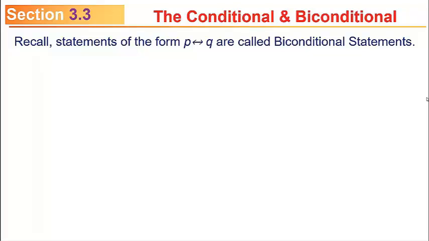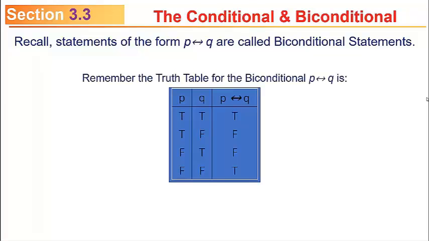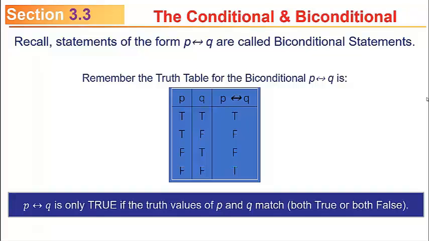Now recall from our earlier discussion that statements of the form P with the double pointing arrow, the double-headed arrow, are called biconditional statements. And the truth table of the biconditional is given here, and the key to remembering it is it's only true if they match. If they're both true, the biconditional is true. If they're both false, the biconditional is true. Otherwise, it's false. And the memory aid is it's true if and only if they match.